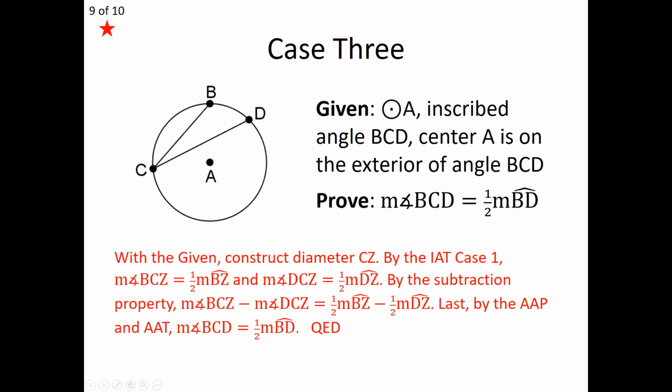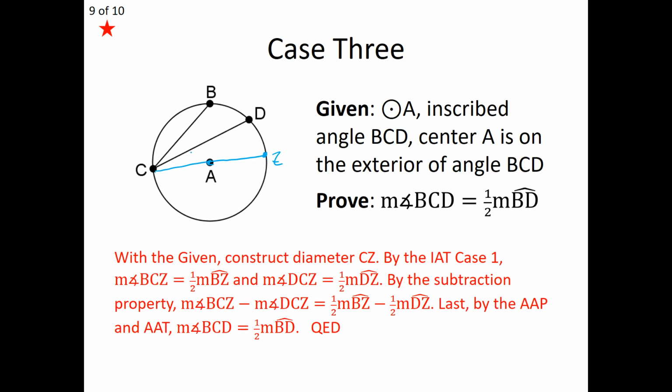Case 3, not much different from case 2, because we are going to find ourselves with a construction that gives us inscribed angle theorem case 1. So once we've got our given and our proof statement and our diagram all set up, we dive into the proof, which says with the given, construct diameter CZ again. So we construct diameter CZ such that, again, diameters pass through the center A, and that means we actually have 2 angles here that have a side, which is a diameter.